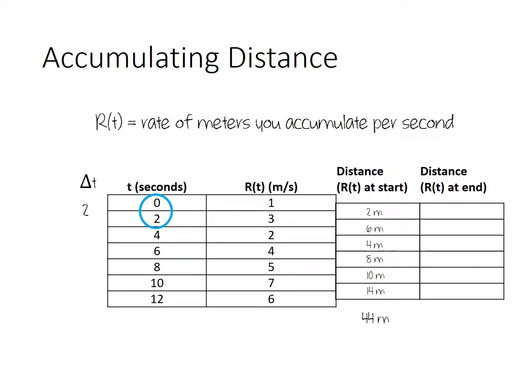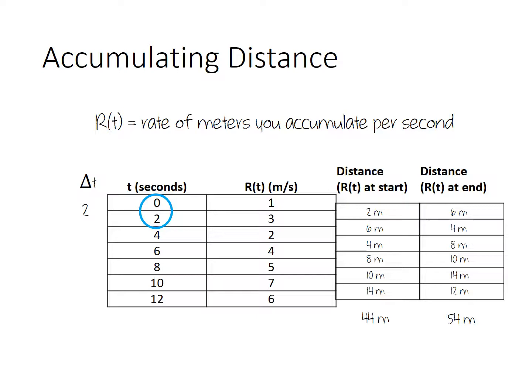So if we did this, you'd do the same thing as before. But, for example, in that first 2-second interval, instead of assuming that we were traveling 1 meter per second for the entire interval, you would assume that the rate was 3 meters per second for the entire interval. So you'd get a distance of 6 meters for that interval. If you do this for all the other intervals and added them up, you would get a total distance of 54 meters that we traveled.